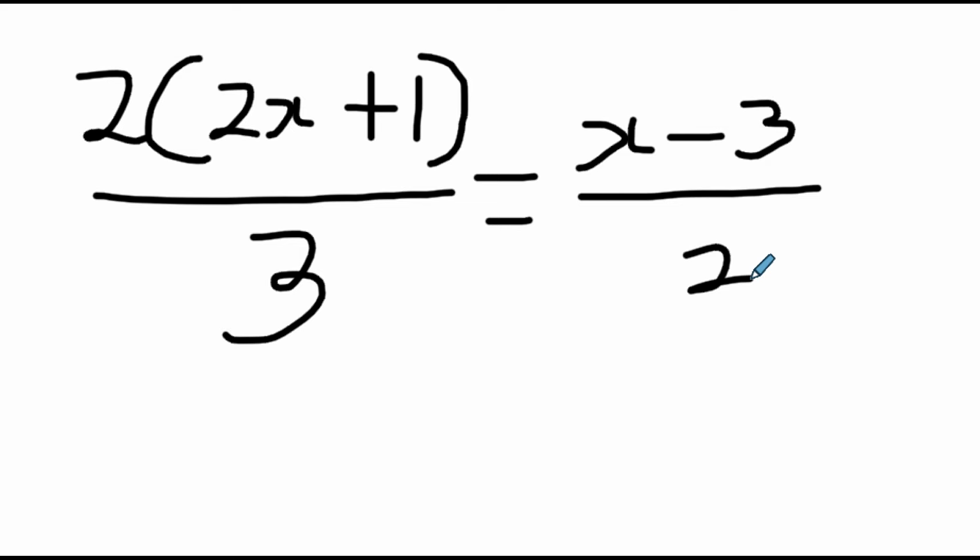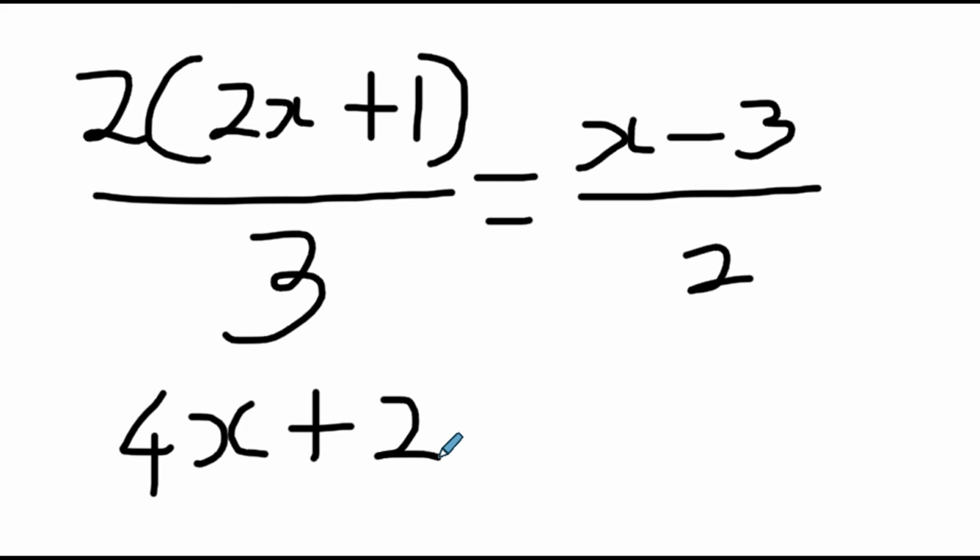To simplify this equation. So what should we do if it has such an equation? First and foremost, we need to multiply these two and remove the bracket. So if we do that, we have 4x plus 2, I mean 2 times 2 is 4. I'll just bring down my x.